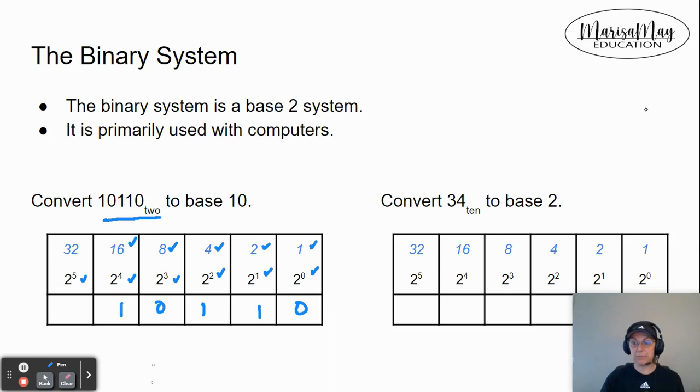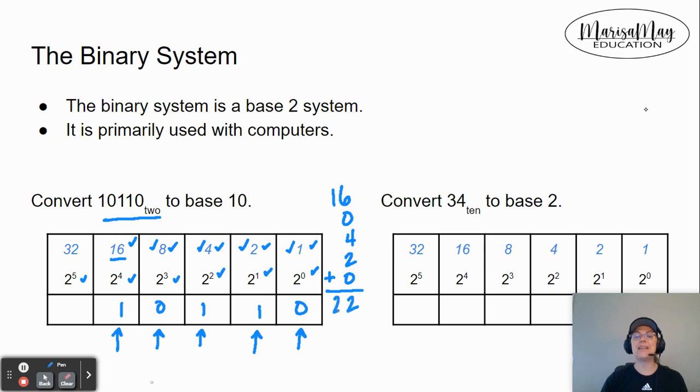I'm going to now take the digit and multiply by its place value to get its value. So this 1 right here gets multiplied by 16 so that we have 16. Okay. Then my 0 gets multiplied by 8 and I get 0. My 1 gets multiplied by 4 and I get a 4. My 1 gets multiplied by 2 and I get a 2. And my 0 gets multiplied by 1 and I get 0. Now, if I add all of these together, I get my base 10 number. So this number in base 10 would be 22.